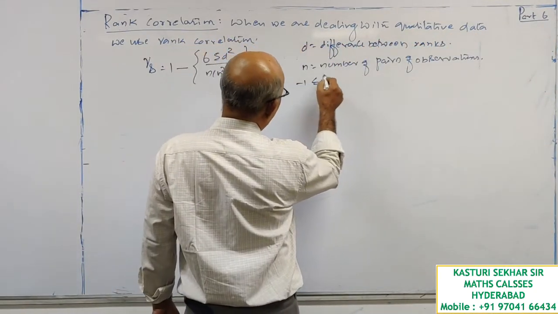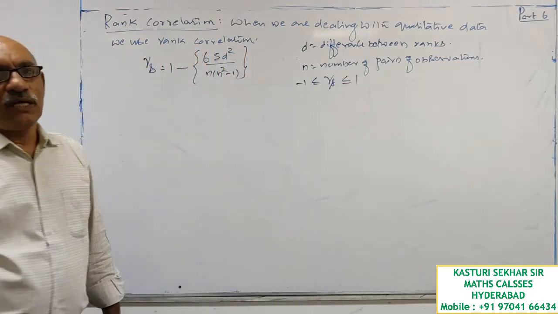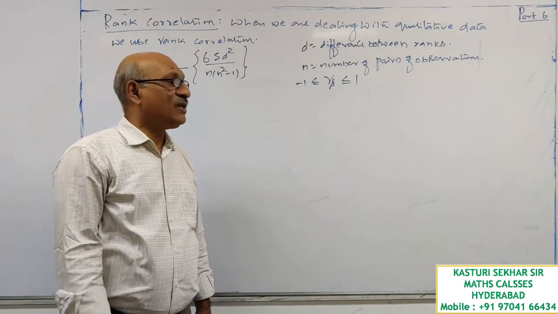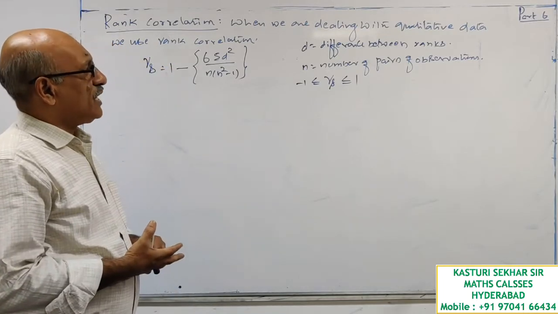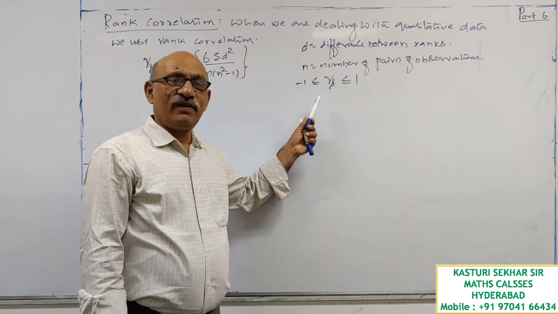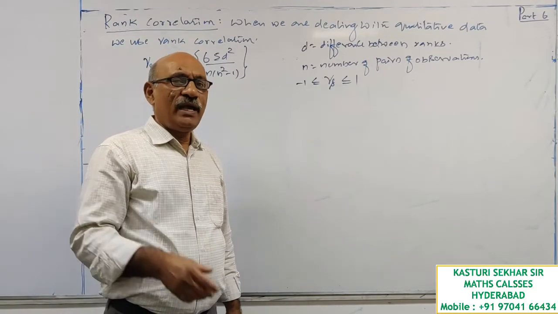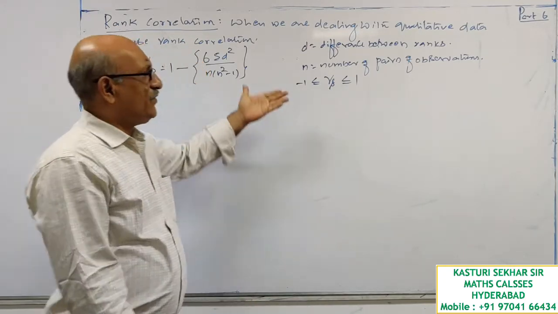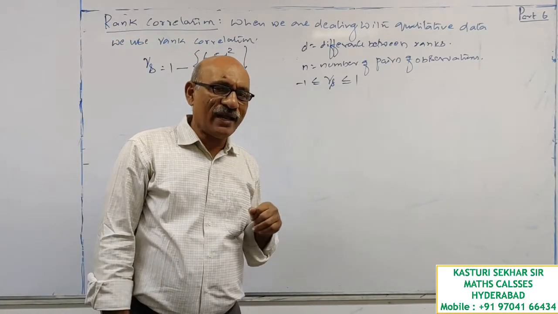Now, minus 1 is less than or equal to Rs, and Rs is less than or equal to 1. Once it is converted into quantitative data, you are measuring the extent of relationship between the two variables. So finally, Rs value lies from minus 1 to plus 1. Okay. Let us see various types of numerical problems which you can expect from a rank correlation.